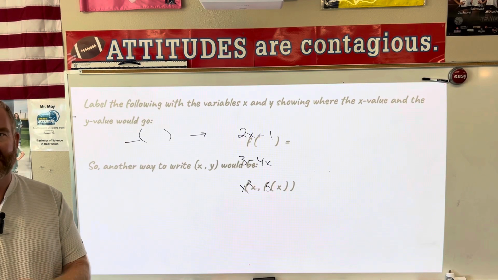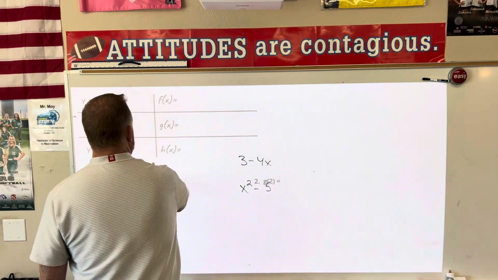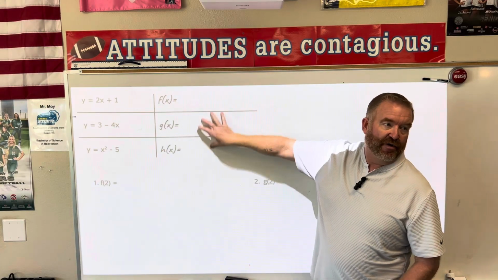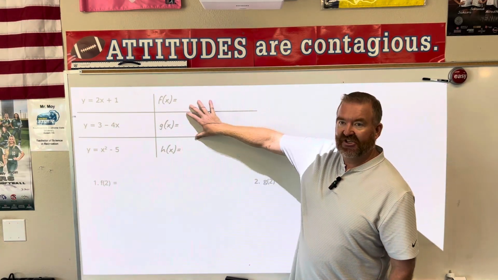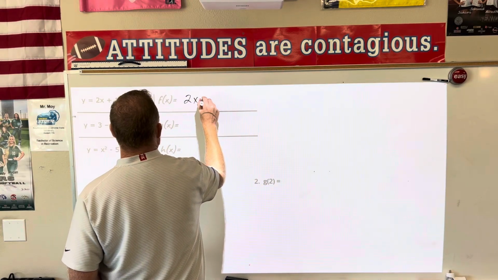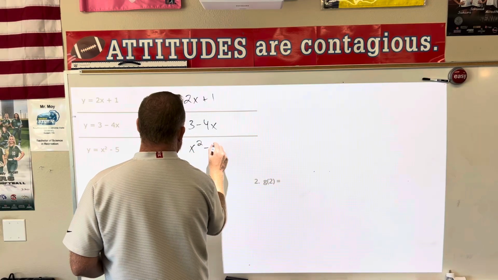Just for the sake of time, I'm going to skip past this. Let's go down towards the bottom of your worksheet. Here's what you see, yes? Now, I rewrote the equations here. This is a slide we just had. So I'm going to rewrite the equations: 2x plus 1, 3 minus 4x, and then we've got x squared minus 5.